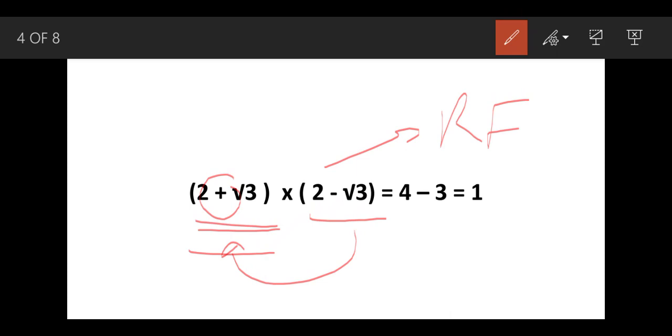It means 2 minus root 3 is a conjugate of 2 plus root 3 and 2 plus root 3 is a conjugate of 2 minus root 3. On multiplying, we will use the property a plus b and a minus b, it is a square minus b square. So 2 square is 4 and root 3 square is 3. A square minus b square, so 2 square 4 minus 3. We will get 1, which is a rational number. So we got the rationalizing factor.